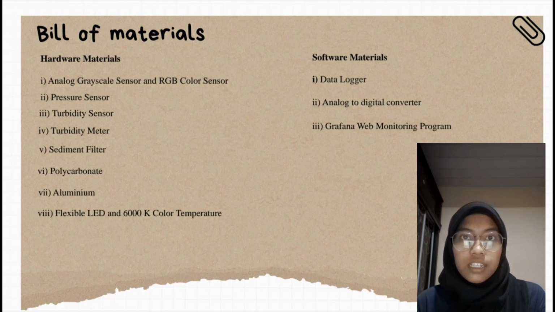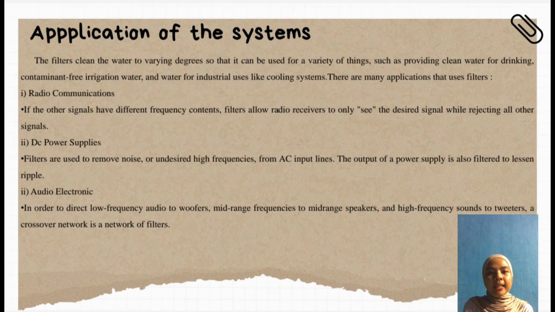The bill of material is divided into two parts, which is hardware part and software part. For the hardware part, there are 8 materials. First of all is analog grayscale sensor and RGB color sensor. Second, pressure sensor, turbidity sensor, turbidity meter, sediment filter, carbonate, and last but not least is aluminium. For software part, there are 3 main materials, which is data logger, analog and digital converter, which is ADC, and Grafana web monitoring program.